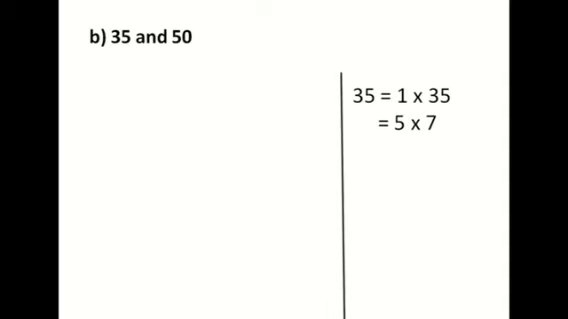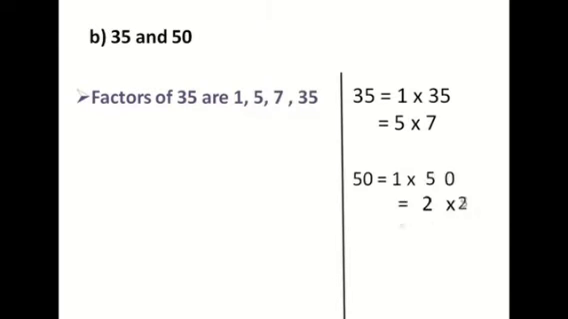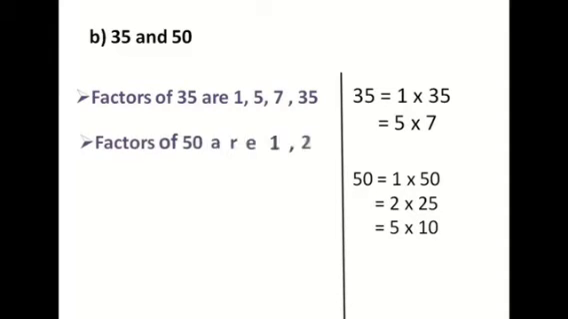So write down the factors of 35 are, what are those? 1, 5, 7 and 35. Yes. Now go for 50. So factorize 50 in the working column. 1 50s are 50, 2 25s are 50, 5 10s are 50. Okay. Now write down factors of 50 are. What are those? 1, 2, 5, 10, 25 and 50.